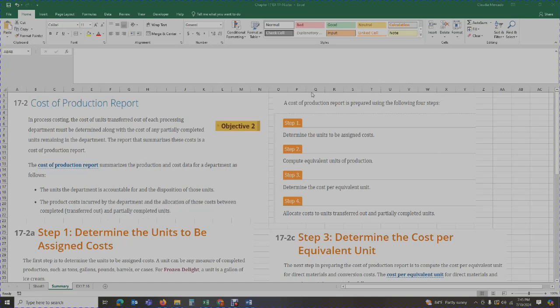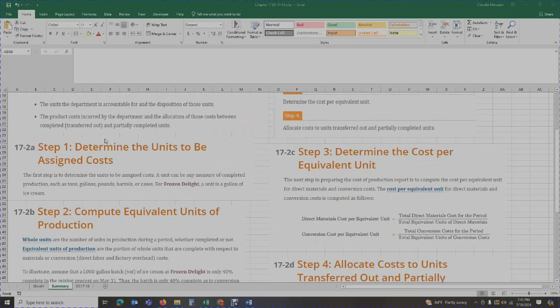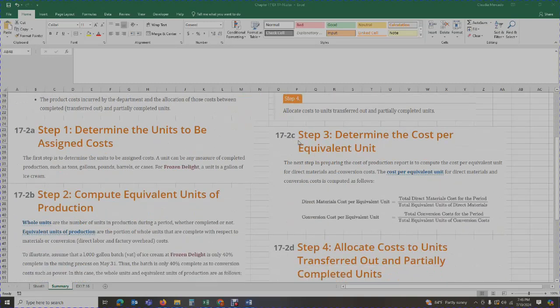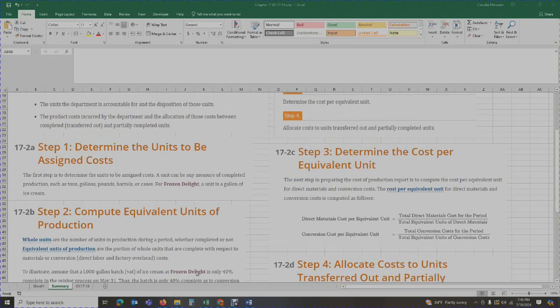Now in your ebook you have a 4-step approach which is explained in depth. I am not going to go over it in detail. I just want to show you that the information is there. The cost of production report is prepared using the following 4 steps. I'm going to quickly go over the 4 steps, and then you can go on your own time and review in detail the information under each of those steps. We've got information on 17.2a, 17.2b, 17.2c, and 17.2d, along with the formulas and everything that you need.